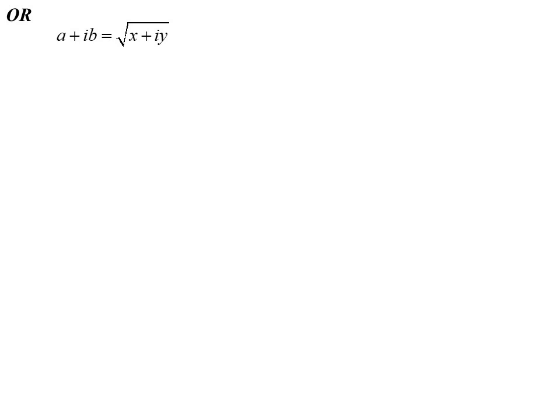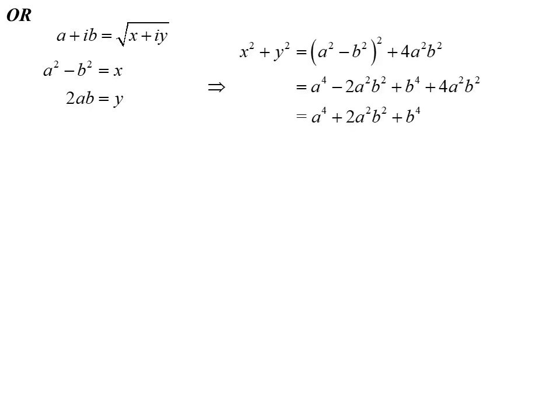There's another way of doing it, which I think is a better way of doing it. I think it's easier. Same question. All right, remember we came up with this: a squared minus b squared is x, 2ab is y. If we play around with this a little bit, I think we come up with something neater. Have a look what I've done.